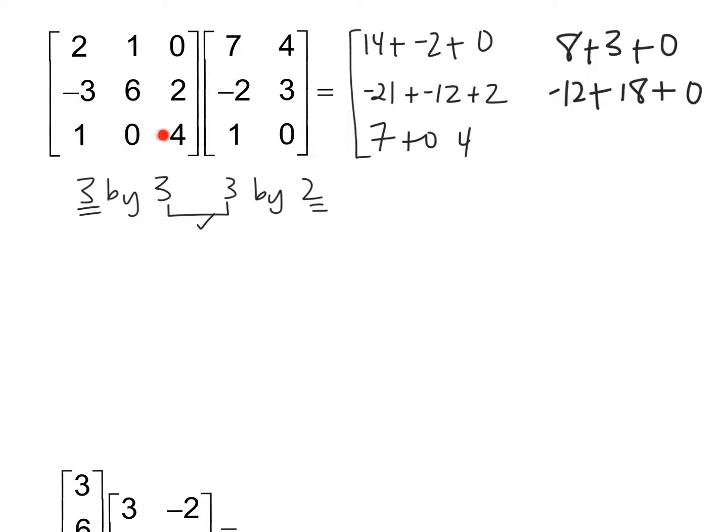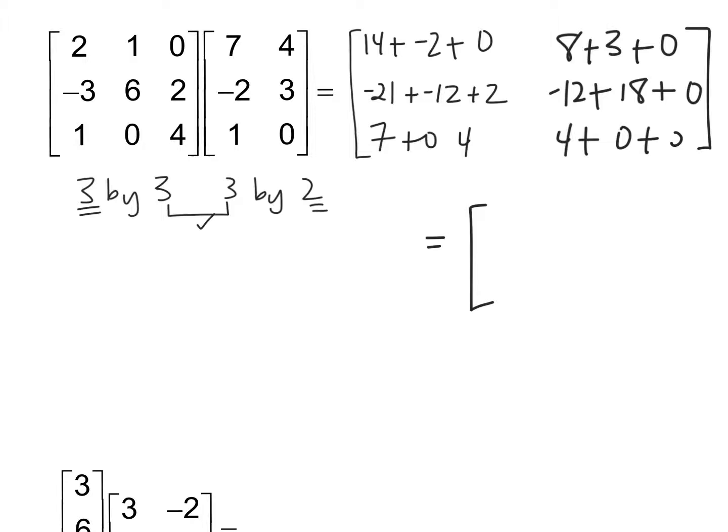I have the bottom row and the right column, which means we're going to have 1 and 4, which is 4. And 0 and 3, which is 0. And 4 times 0, which is 0. All I have to do is add all those numbers up.